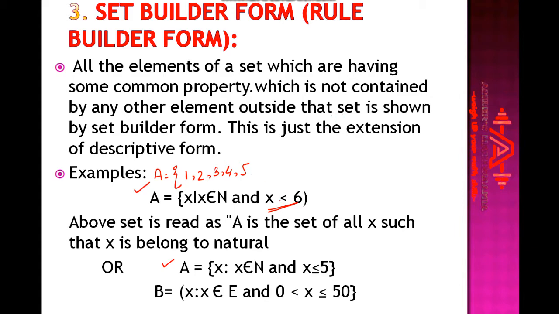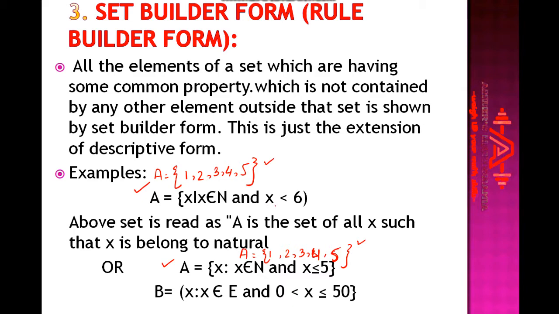If the sign is like that, it means that 6 is also included over there. But here the sign is just less than, so it includes all the numbers less than 6. Here you can see that A is a set of natural numbers less than or equal to 5. So 5 is also included there. These both sets are the same.